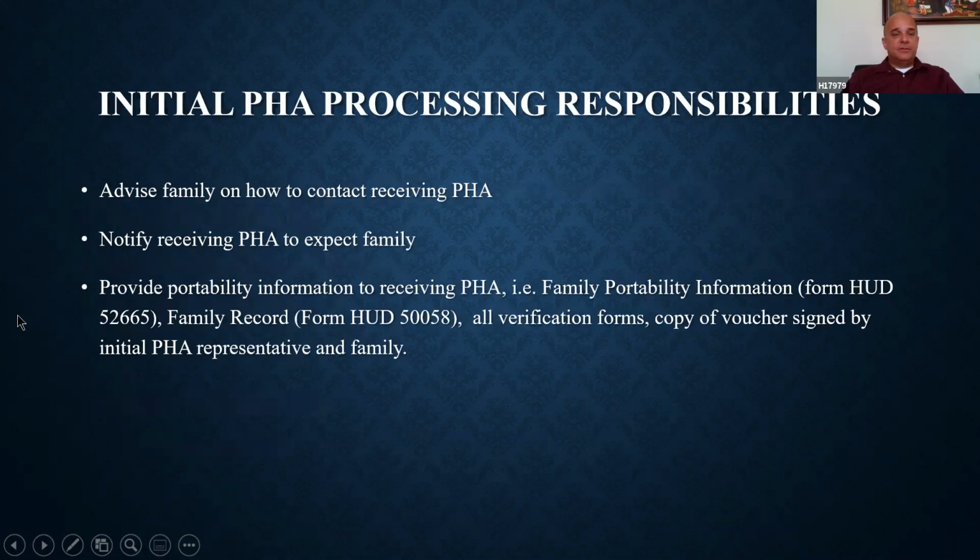A couple other things that will happen. The initial PHA needs to advise the family on how to contact the receiving PHA. I've already mentioned that the initial PHA needs to inform the receiving PHA to expect the family. And of course, we talked about this before, it is a responsibility of the initial PHA to provide certain documents. Obviously, that's going to include the family portability form, which I just showed you. It's going to include the 5058, which is the family record, and all verification forms. It's important that a copy of the voucher signed by both the initial PHA representative and the family be in that package of documents sent to the receiving PHA.